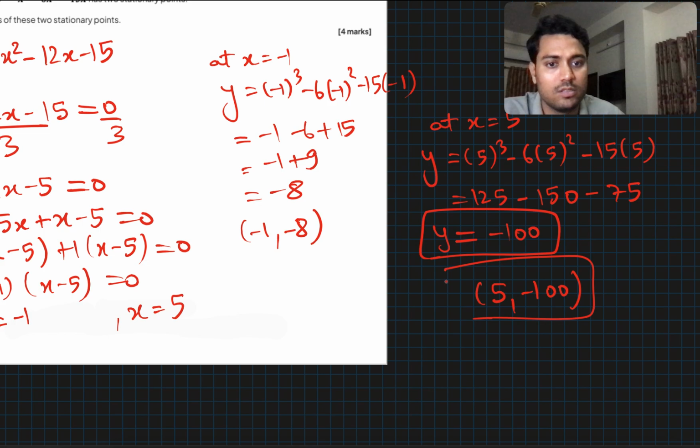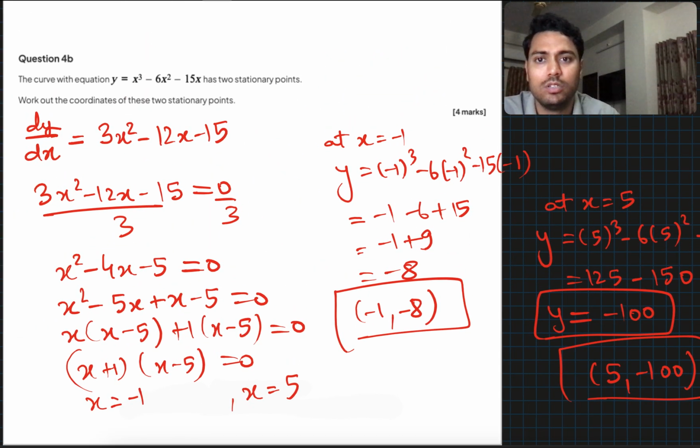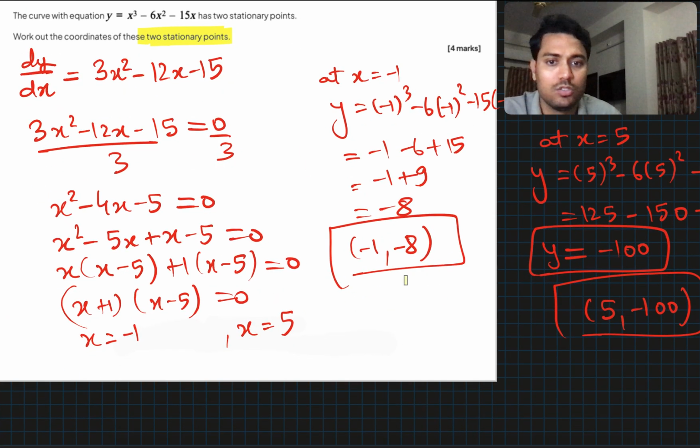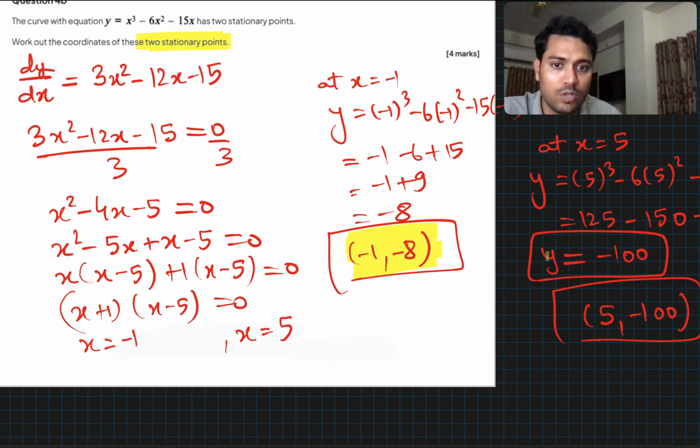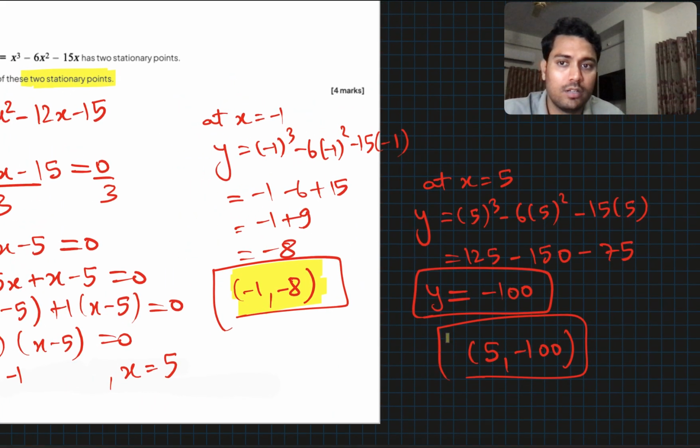So these are your answers. You have to figure out the two stationary points. Work out the coordinates of these two stationary points. So these are your stationary points, minus 1 comma minus 8, and the other one, 5 comma negative 100.